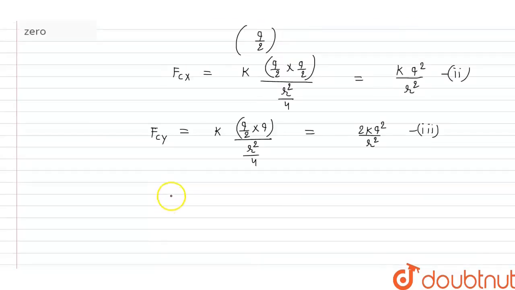Now the net force acting on sphere C, taking Fc, is equal to Fcy minus Fcx. After subtracting, we get k into q square divided by r square, taking this equation as fourth equation.